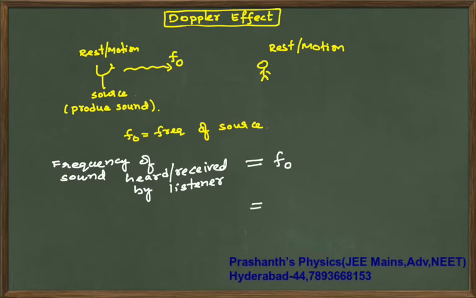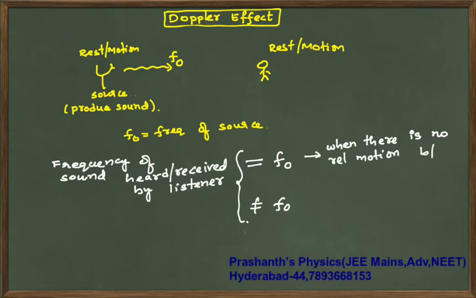It is not equal to f naught. It is equal to f naught when there is no relative motion between source and observer. No relative motion between source and observer means that if you are standing on one of the bodies, the other must be at rest. So when there is no relative motion, the frequency heard by the listener will be the same as the frequency of the source.